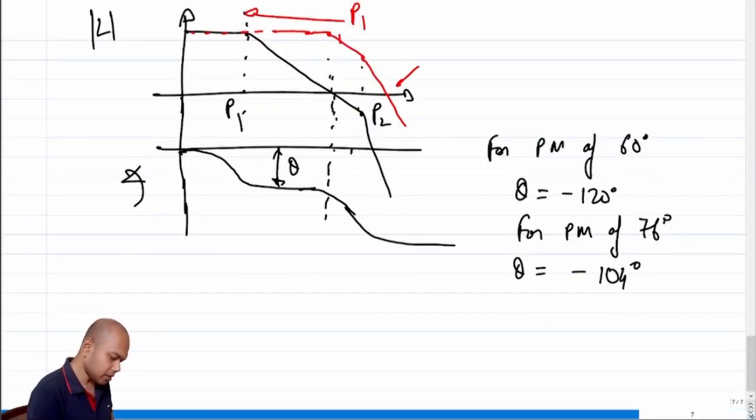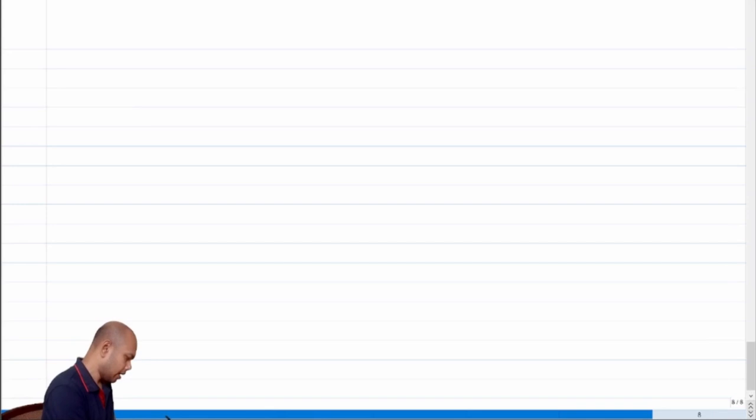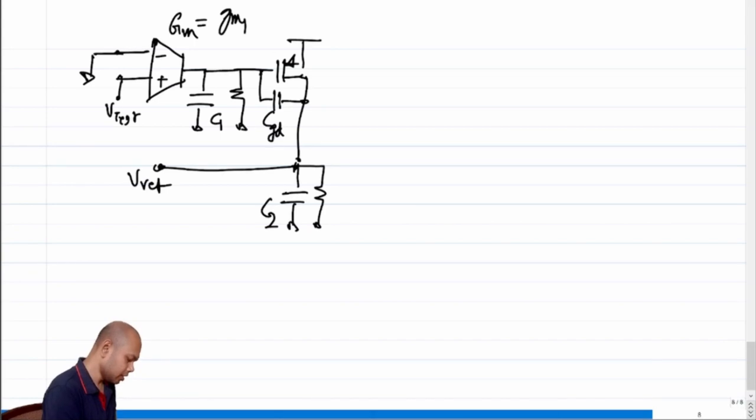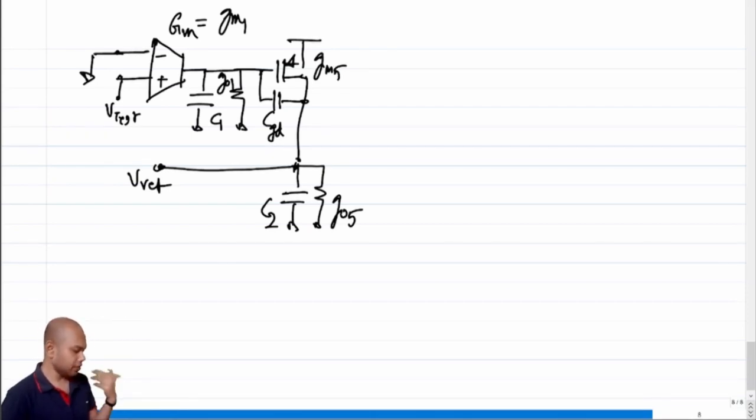Okay, so now let's go ahead and incorporate the CGD capacitance that we have been avoiding till now. And this is a very interesting capacitance, and it has profound effects. So that's why we have kept the best for the last. So let's say this is CGD, and this is GO5, we are calling it GO5. This is GO1. This is GM5. Okay, so let's see what is the effect.